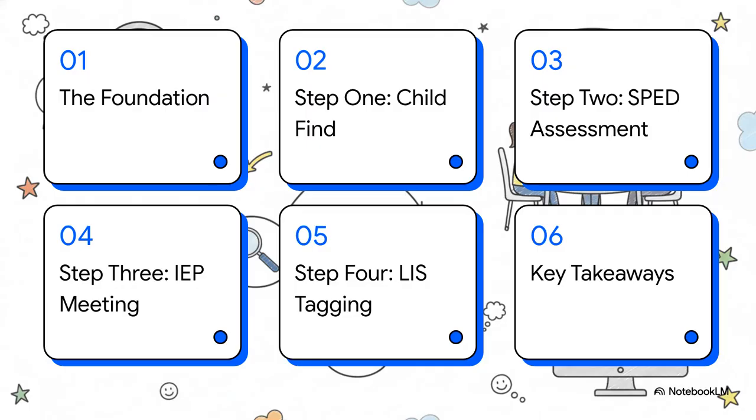So here's how we'll break it down. First, we'll look at the official foundation that gives this whole process its authority. Then we'll go step by step through Child Find, the SPED assessment, the super important IEP meeting, and finally, LIS tagging. After that, we'll wrap up with the key takeaways.